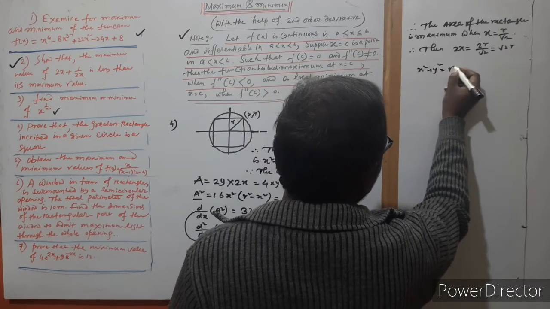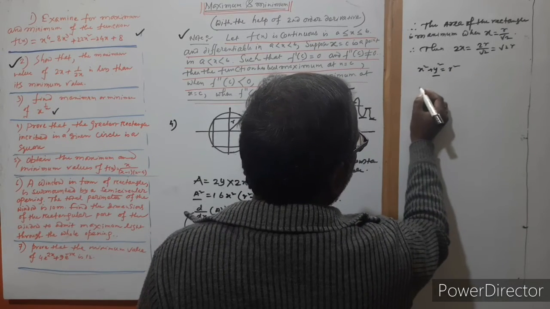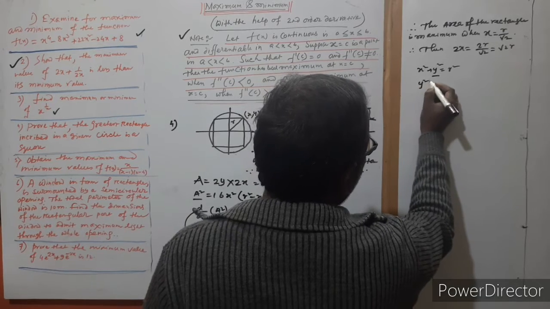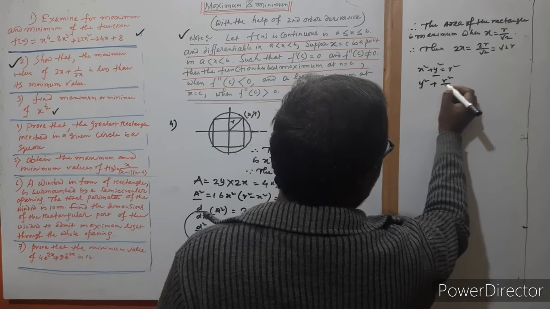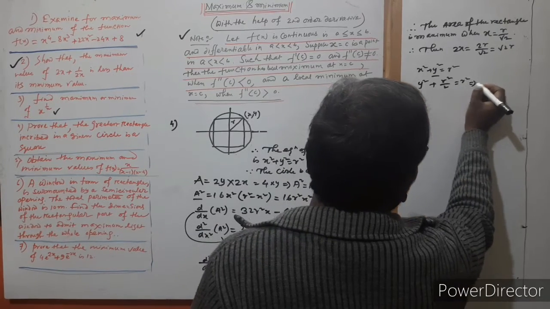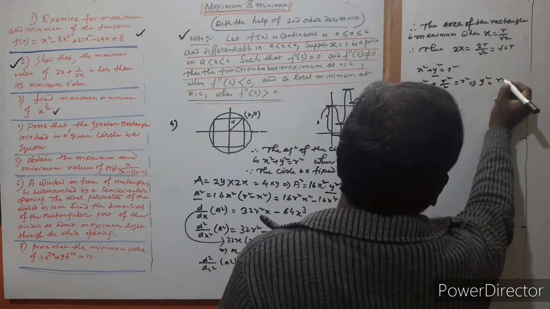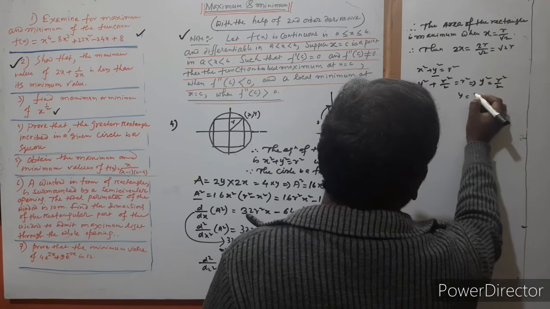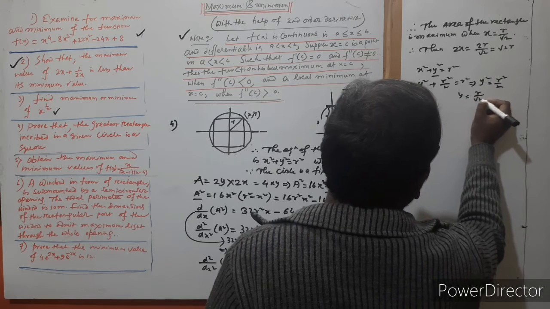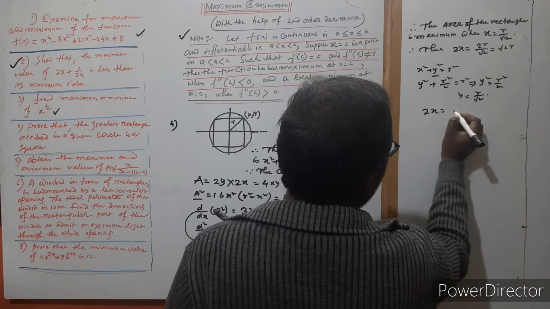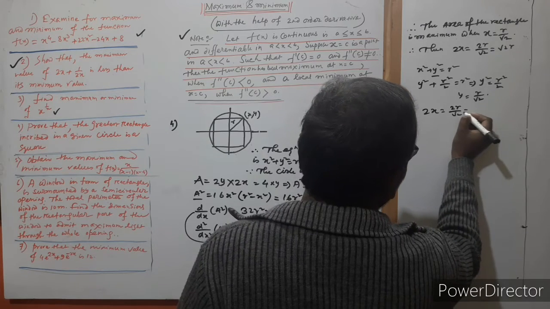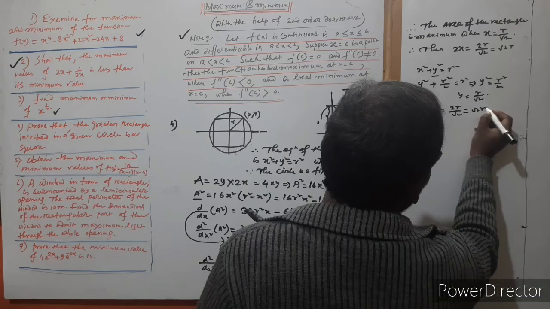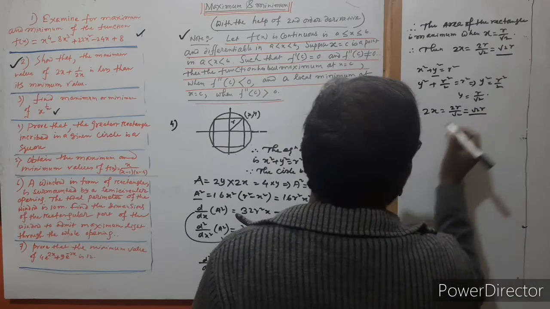And x square plus y square equal to r square. So now find the value of y. So y square, put the value of x here, so r square by 2 plus y square is r square. So y square is equal to r square by 2, so y equals r by root 2. Same as twice x, which is 2r by root 2, that is root 2 into r. See, both are the same.